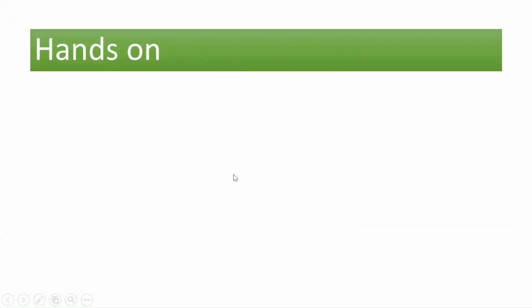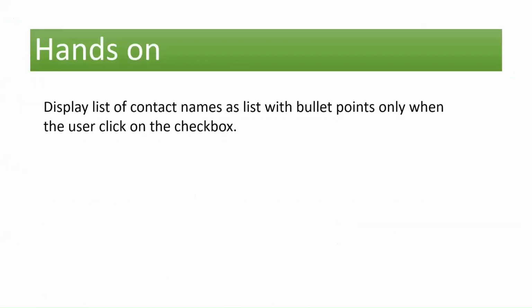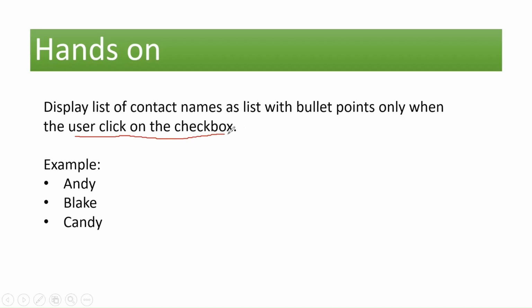Time for putting everything together. In the previous exercise, we were able to show the list of contacts. Now, I'm just adding one condition when we need to show this one. What I need to do here is display the list of contact names as a list with bullet points only when the user clicks on the checkbox. So the example goes like this, where I need to display all the 3 contacts, but this should only happen when the user clicks on the checkbox.